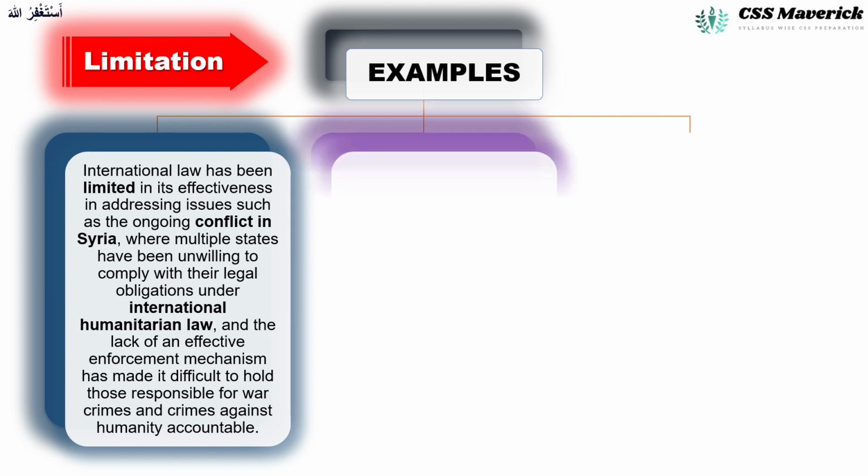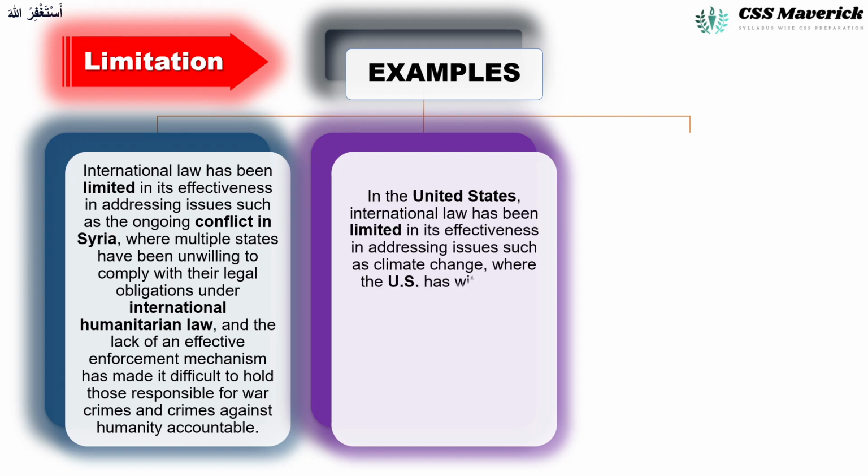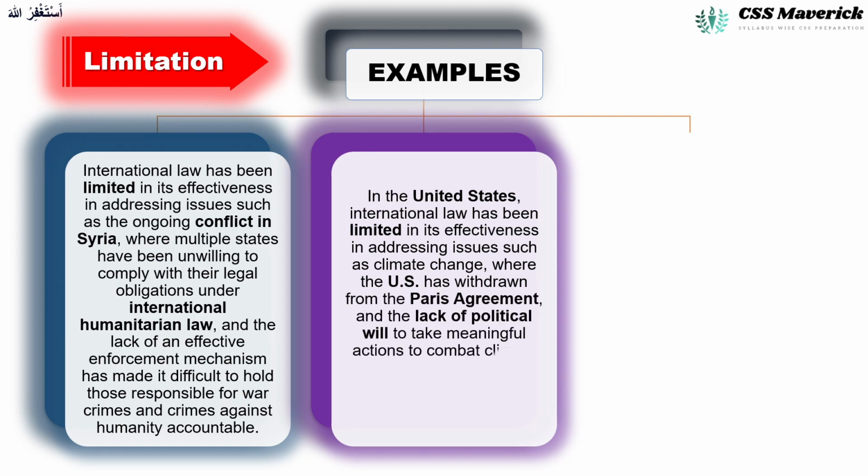Now the other example is that, in the United States, international law has been limited in its effectiveness in addressing issues such as climate change, where the US has withdrawn from the Paris Agreement, and the lack of political will to take meaningful action to combat climate change has made it difficult to achieve the goals of the agreement.